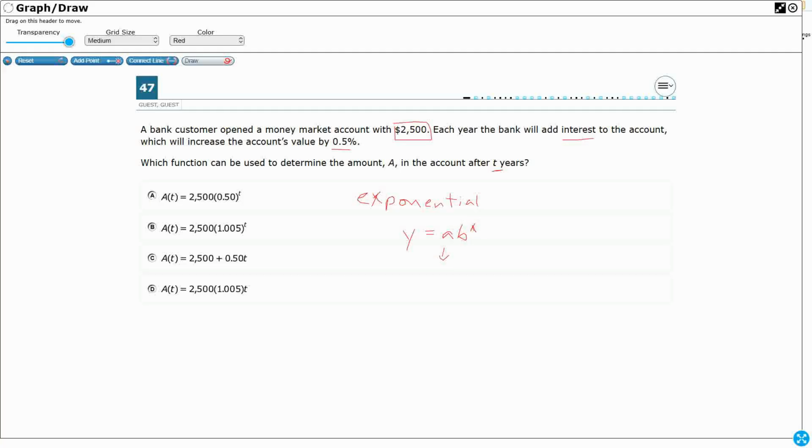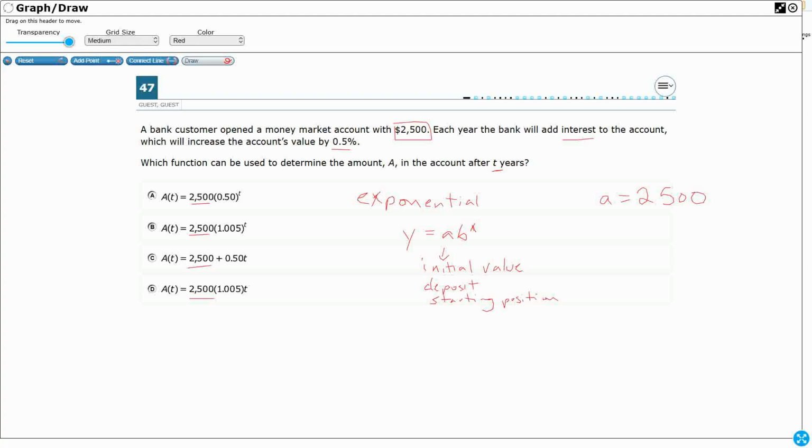So this a is going to be our initial value, or it could be our initial balance, right? It can be our deposit. That's what it's going to be in this situation. It's going to be our starting position. It's what we start with. And so in this case, we are dealing with money, so it is going to be our initial balance. So our A is going to equal 2,500. So we can take a look at each of these. That's not in doubt. Every single one of these has 2,500 as the initial value. So that doesn't help us at all.